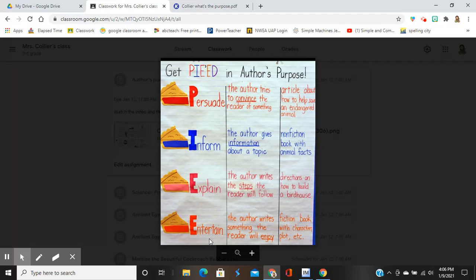Then we have entertain. The author writes something the reader will enjoy. So it's our fiction books. It can be chapter books. It's going to be the things that are more enjoyable to read. They're not going to be true.